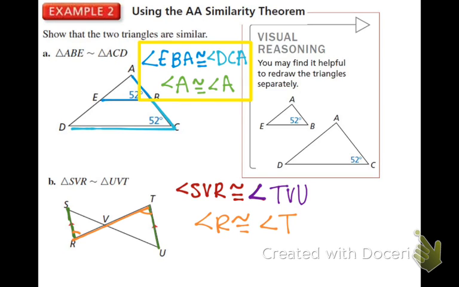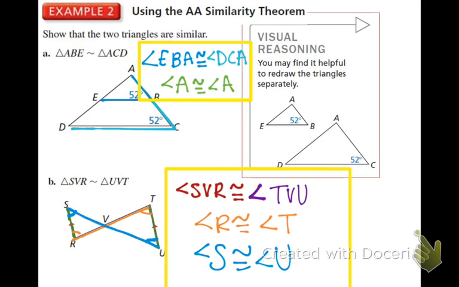Is there another set of alternate interior? There is. Highlighted them in blue, would be these two angles. And again, there's only one angle at S and one angle at U, so we could say angle S is congruent to angle U. You technically only had to list two of these, but just in case you look back at your notes, any combination of two of these would have been fine.